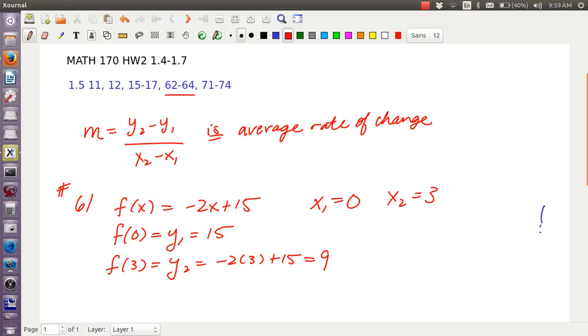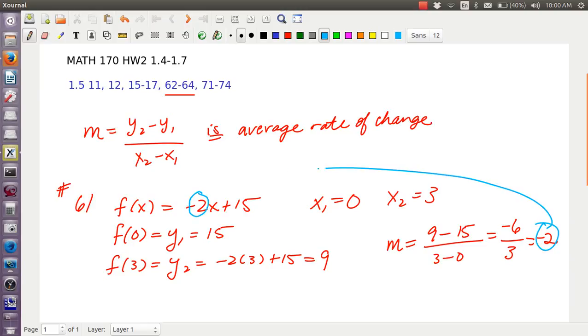Okay, so we just have average rate of change is y2 minus y1 over x2 minus x1, which is negative 6 over 3, which is negative 2. Okay, that's the average rate of change. That's how you calculate it. And you may say, wait a minute, you did all this work and the number is sitting right there. And you're absolutely right. For a line, you never have to calculate average rate of change for any line.